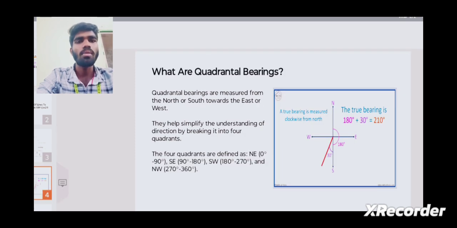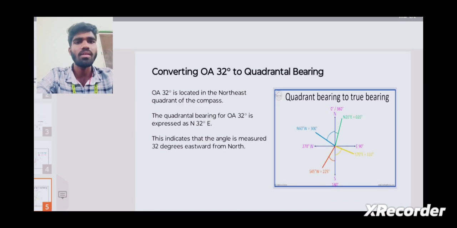What are quadrantal bearings? The quadrantal bearings are measured from north or south towards the east or west. They help simplify the understanding of direction by breaking it into four quadrants. The four quadrants are defined as northeast 0 to 90 degrees, southeast 90 to 180 degrees, southwest 180 to 270 degrees, and northwest 270 to 360 degrees as shown in the figure.